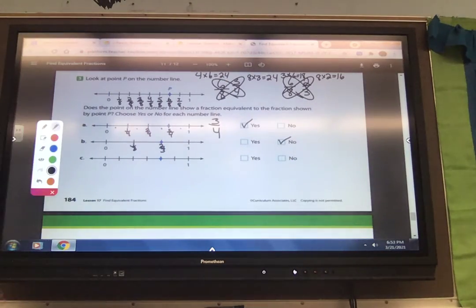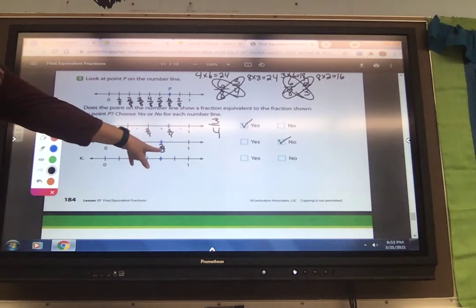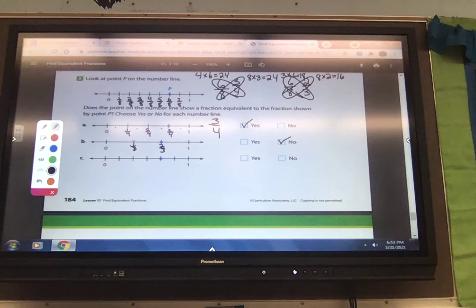You cannot change a 3 into an 8. That would be impossible to do. You could change it to a 6, but not an 8.